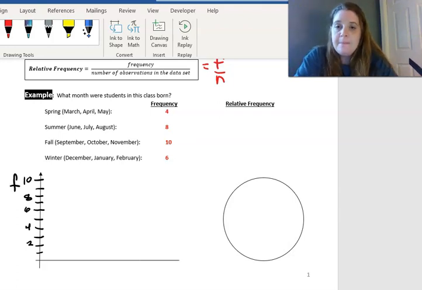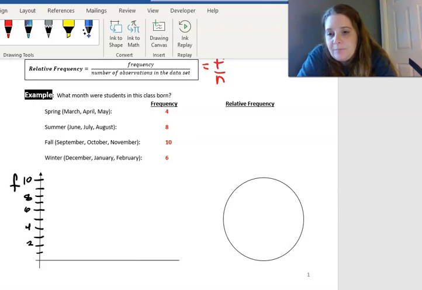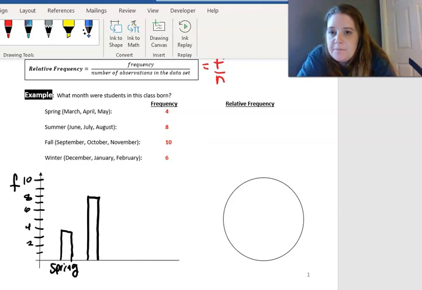That's my how many. Okay, the next thing I'm going to do is put these bars. And the reason these are in this order is because that's kind of the month order here. But categorical data, the only reason it's in the order it is because I decided. So I'm going to draw a bar that is 4 high here for spring. And then I'm going to have a bar that is 8 high. Okay, and that's summer.